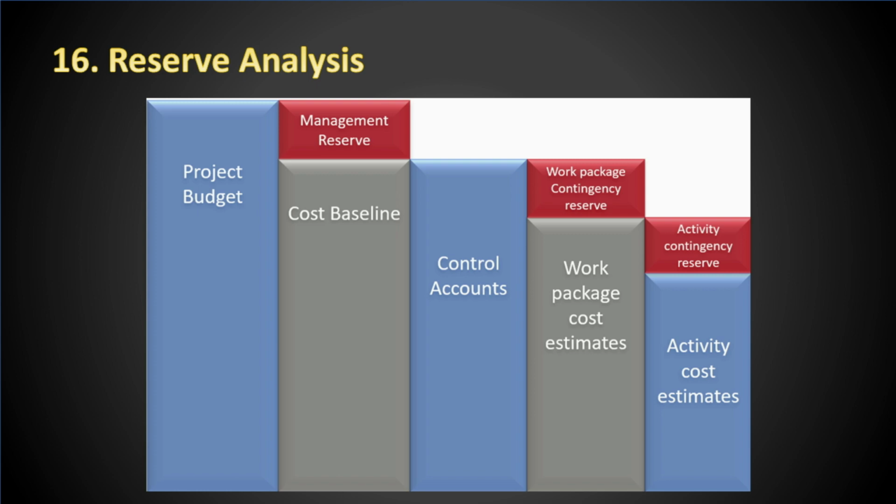There are really two parts that you need to know about reserves, and those are contingency and management reserves. Contingency reserves are for known unknowns. These are the negative risks that you plan for on a project. Management reserves are for unknowns. These are the risks you don't plan for, and management gets to decide if and when these reserves are released.